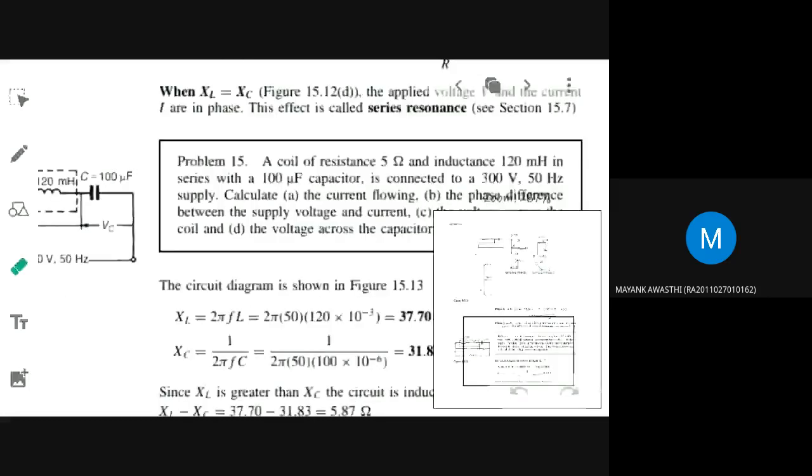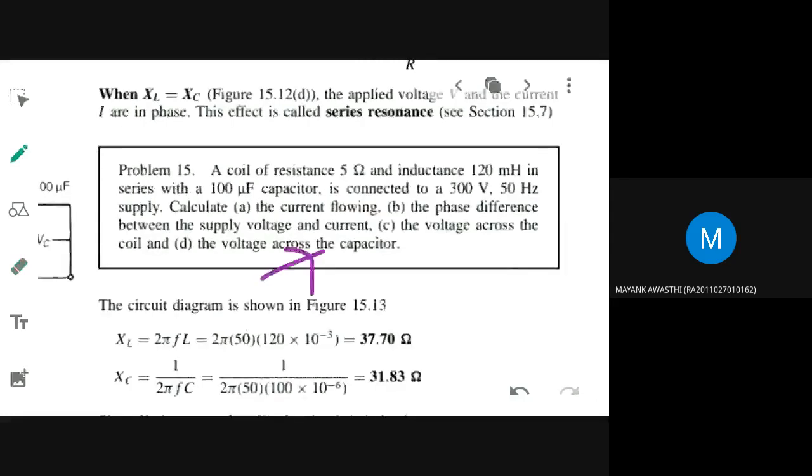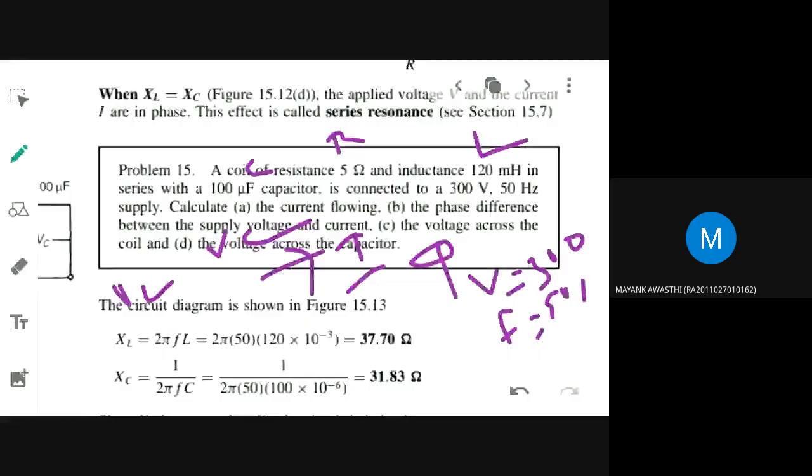Problem number 15. So what is being asked in the question? R is 5, L is 120 millihenry, and C is 100 microfarad capacitor, V is 300, F is 50. You have to calculate I, then phi, then VL, and VC. Do it and tell me.